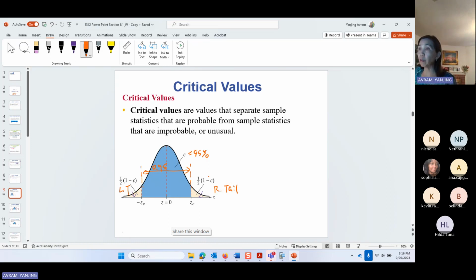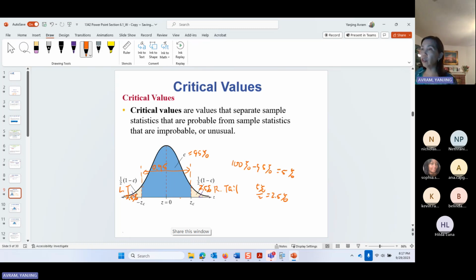Each one will be 100% minus 95%. That will give you 5%. But since this is symmetric, the left and right are equal, so I will use 5% divided by 2. So each tail will be 2.5%. Each tail here is 2.5%.